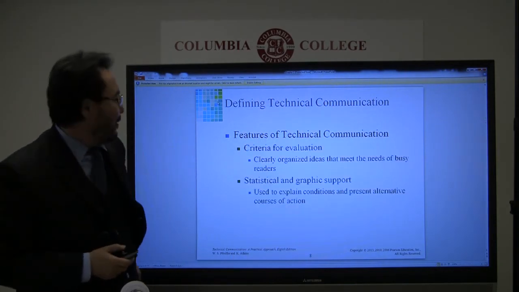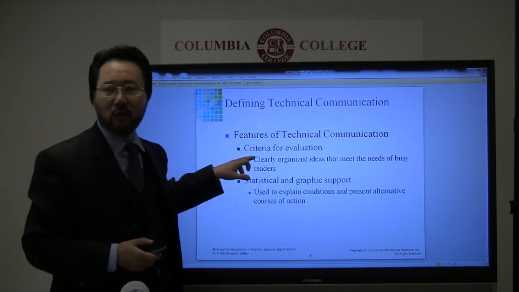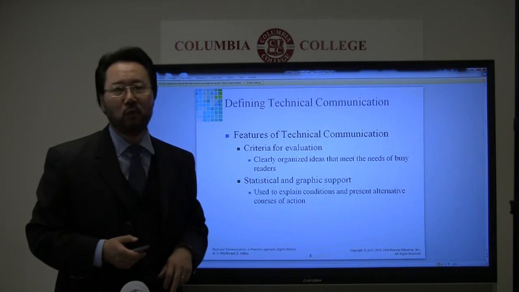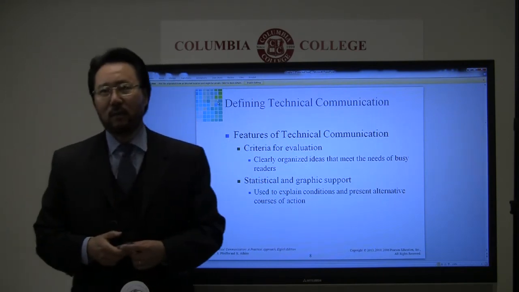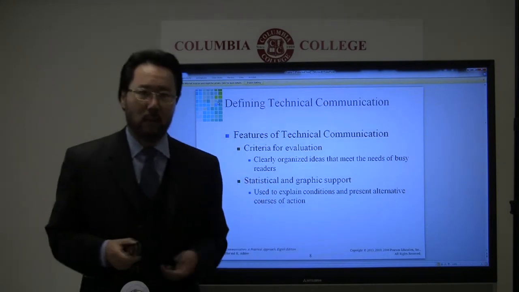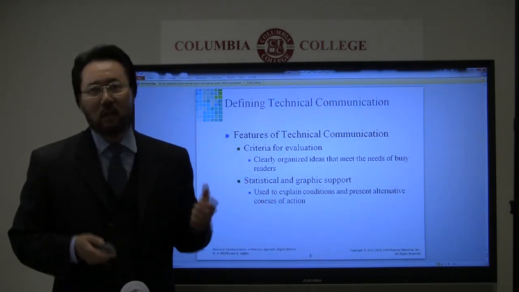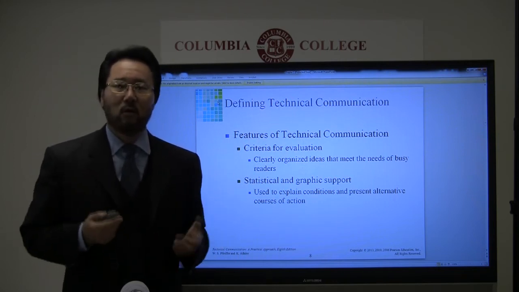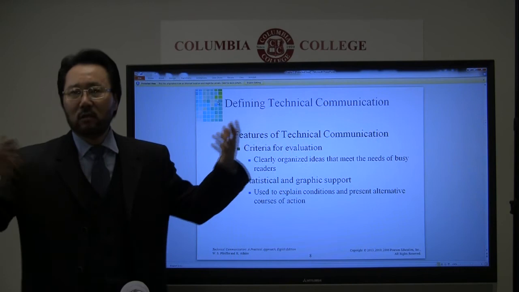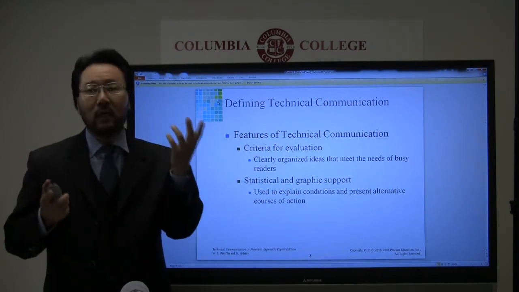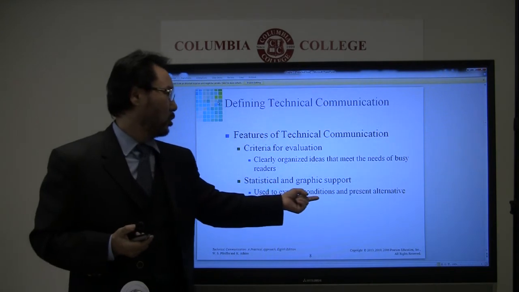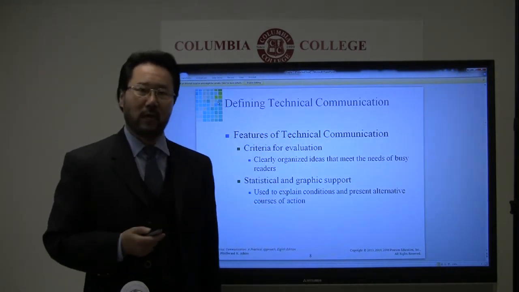In technical communication, the criteria for evaluation will be clearly organized ideas that meet the needs of busy readers. In a company, everybody is busy, so they don't have time to read a paper like your term paper, which might be more than 10 pages. A shorter, clear, concise memo is best in the working environment. To do so, sometimes statistical data, graphics, and pictures help the reader understand fast and easily. It is used to explain conditions and present alternative courses of action.